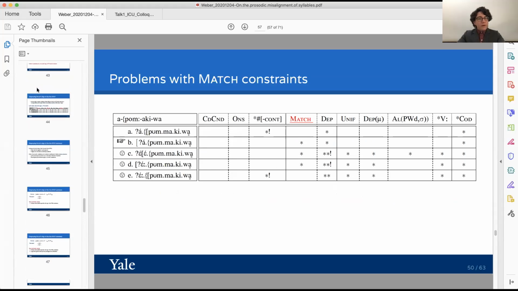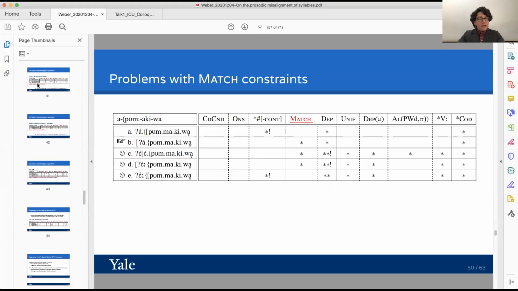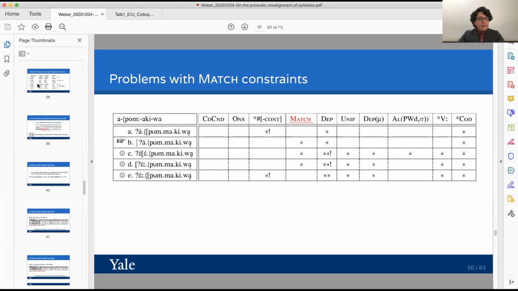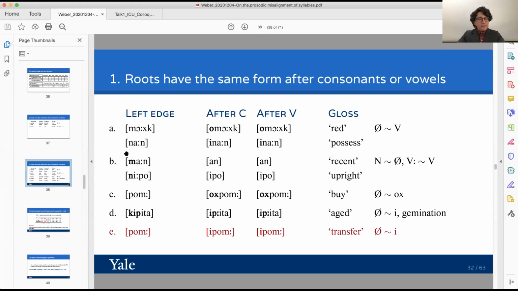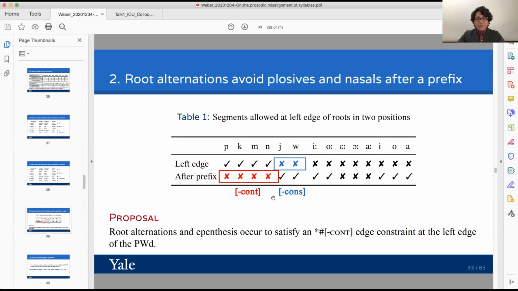Good question. And part of the issue is that this is just a small piece of the puzzle, but you can see that at the left edge of the whole phonological phrase, there are different constraints that hold than at the left edge of the prosodic word when it's not bumped up against the phonological phrase.